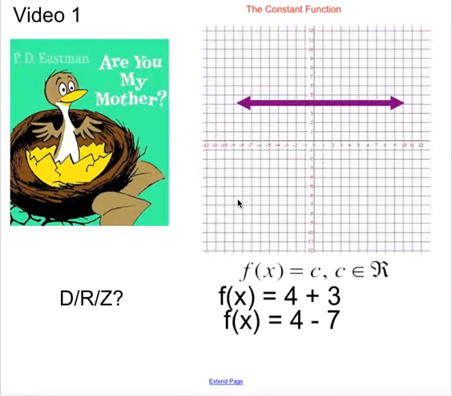Okay, video one. The first parent function that we're going to deal with is the constant function. So the equation is f of x equals c, where c just represents a constant. In this case, we're going to look at f of x equals 4, right?